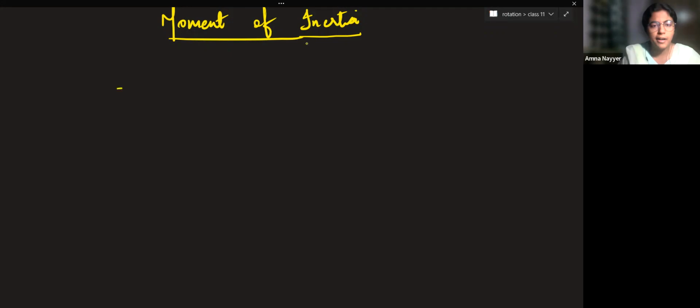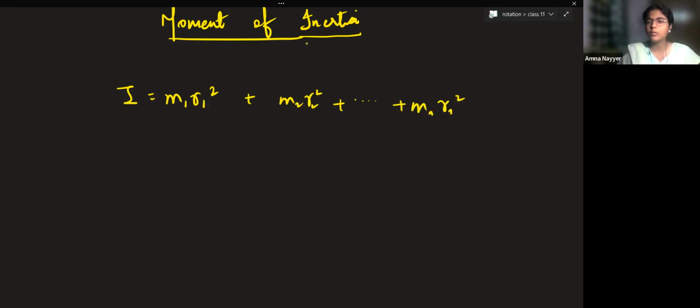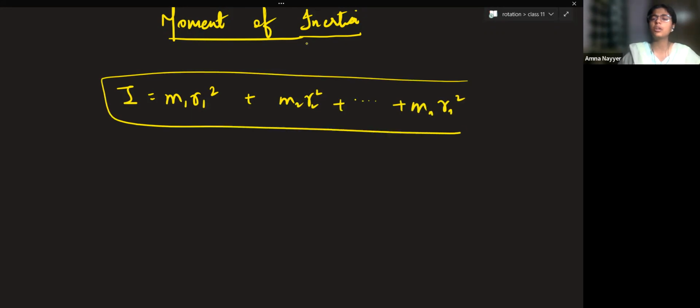But here you have something different. That is, the formula is M1 R1 square plus M2 R2 square plus M3 R3 square up till Mn Rn whole square. This is the very shortest formula. See, formula wise, the moment of inertia is very small. We have certain instruments, we have certain cases for which you have to remember.